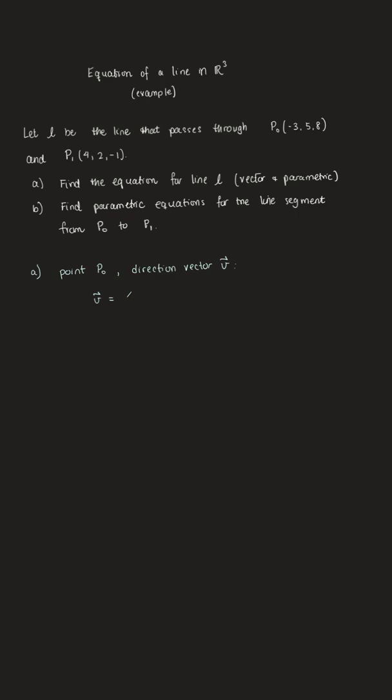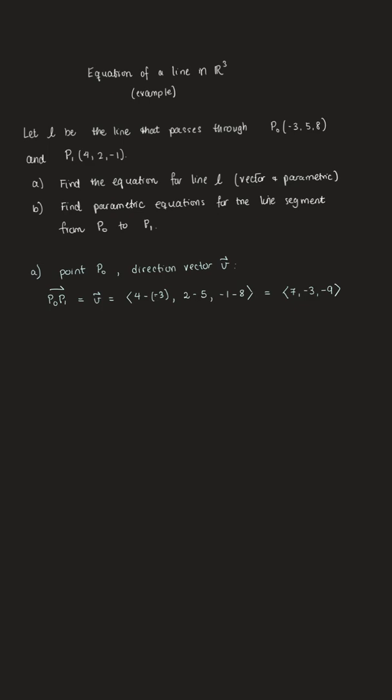So I'm going to subtract corresponding coordinates. So that will be 4, the x-coordinate of P1, minus negative 3, which is the x-coordinate of P sub 0. 2 is the y-coordinate of P1 minus 5, the y-coordinate of P sub 0. And negative 1 is the z-coordinate of P1 minus 8, the z-coordinate of P sub 0. So this is the vector P0P1, which serves as our direction vector, giving the direction of the line. So that's going to give us 7, negative 3, negative 9. So that is our direction vector V.